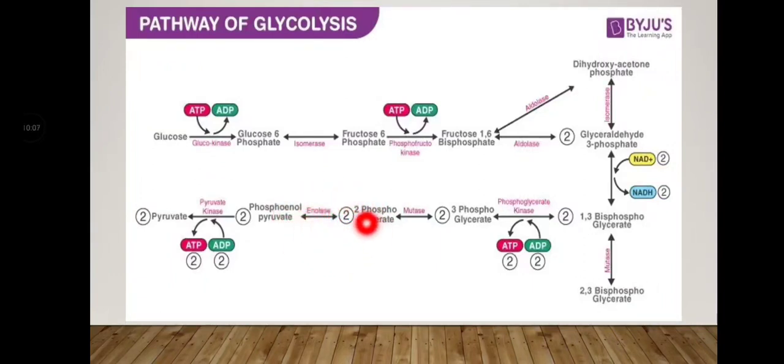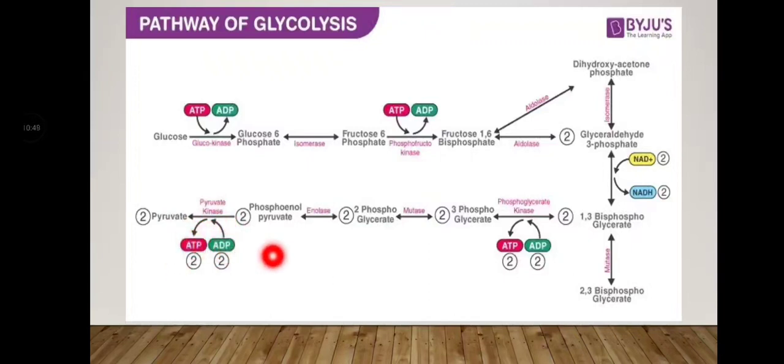Then there is hydration that happens here. With this hydration, water is added, and using the enzyme enolase, the 2-phosphoglycerate is converted to what? Phosphoenolpyruvate. The phosphoenolpyruvate is then converted to what? Pyruvate by the enzyme pyruvate kinase. In the process, there's a production of what? ATP.